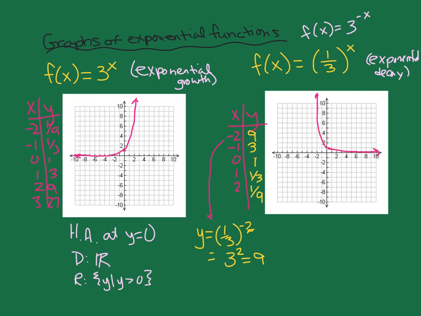So I do also want you to notice that exponential growth, as it goes to the right, grows a lot. Exponential decay, as it goes to the right, gets smaller and smaller and smaller. This has the same domain and range as the previous one. So there is a single horizontal asymptote, and it's at y equals 0, just like the previous one.